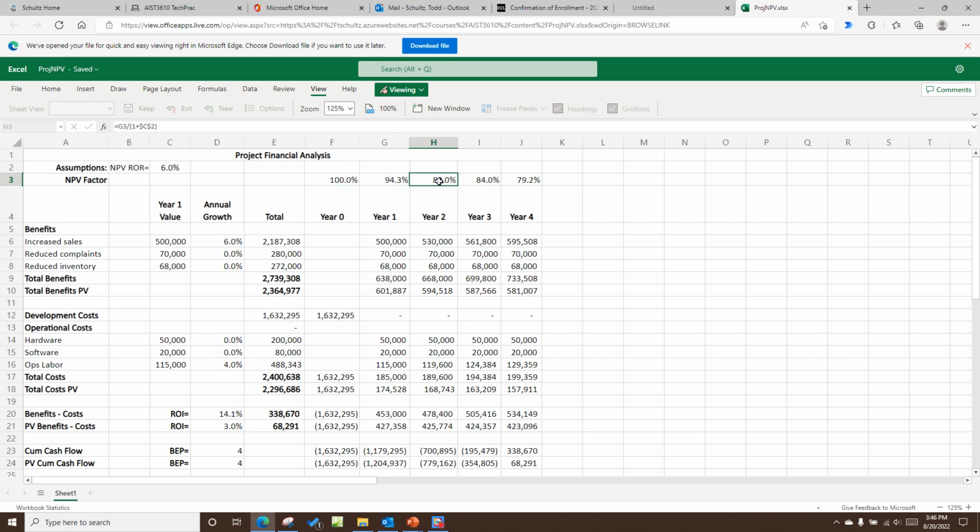This compounds it and says $1 in 2 years is worth 89 cents because it applies the same discount to this. In year 3, 84, year 4, we're down to, $1 you're promising me in year 4 is only worth about 80 cents to me now.